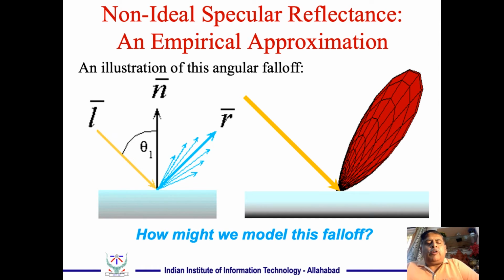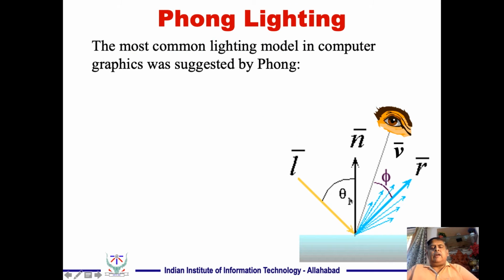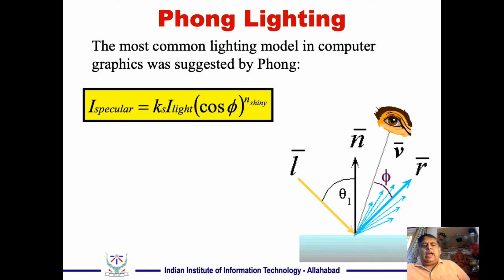How might we model this falloff? You see, this is a drastic falloff. You see here the angle, the intensity rises highly and then falls off heavily. Now this is sometimes called the Phong lighting. The most common lighting model in computer graphics was suggested by Phong, and this is the equation, or the empirical relationship, of this specular lighting.